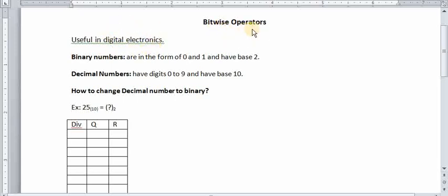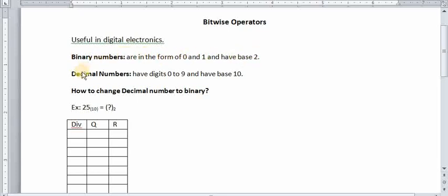In Bitwise operators, what do you mean by bit? Bit means binary digit. How many types of binary digits are there? Only two types of binary digits, 0 and 1. We can call them binary numbers also. Binary numbers are in the form of 0 and 1 and have base 2 because they have only 2 digits. That's why these are called binary numbers.